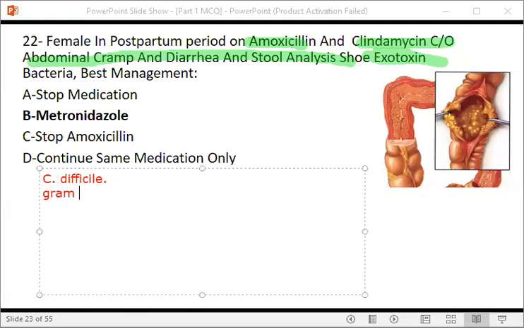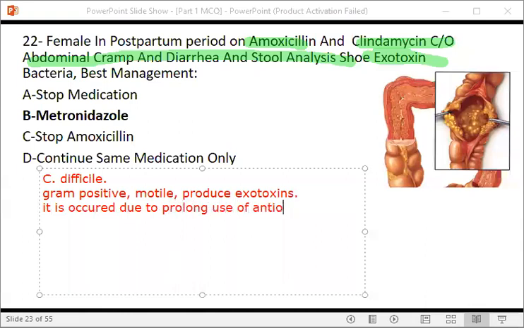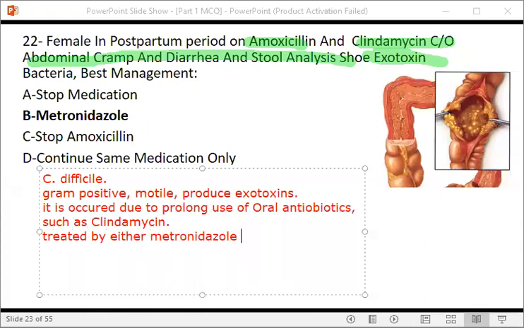This question may come to you. It's gram positive, motile, and it produces exotoxins. It occurs due to prolonged use of antibiotics in general, such as clindamycin. It is treated by either metronidazole or vancomycin. Focus here: orally.